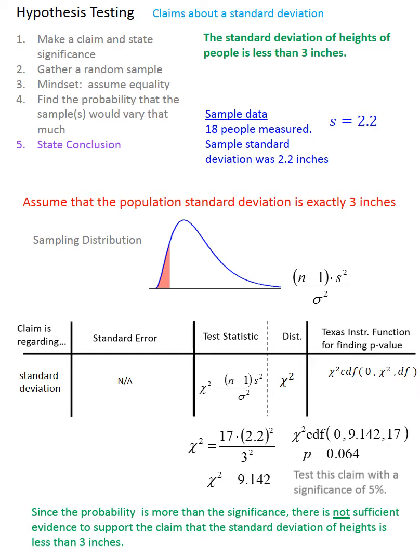Now, might it be less than 3 despite our lack of evidence? Absolutely. We're not saying that the claim is wrong. We're saying that there isn't enough evidence to support the claim based on the statistical sample data that we collected. Let's look at another problem.